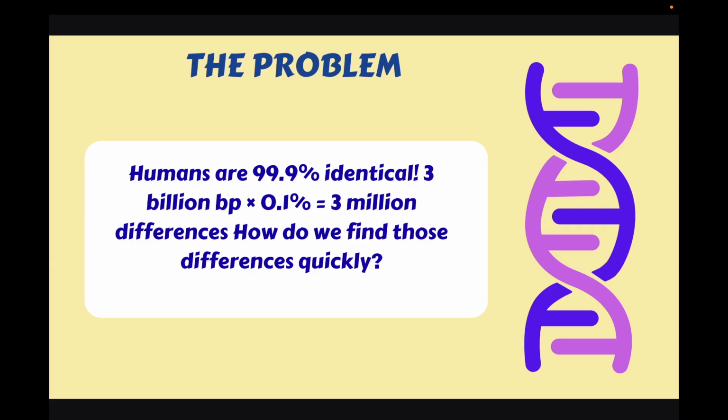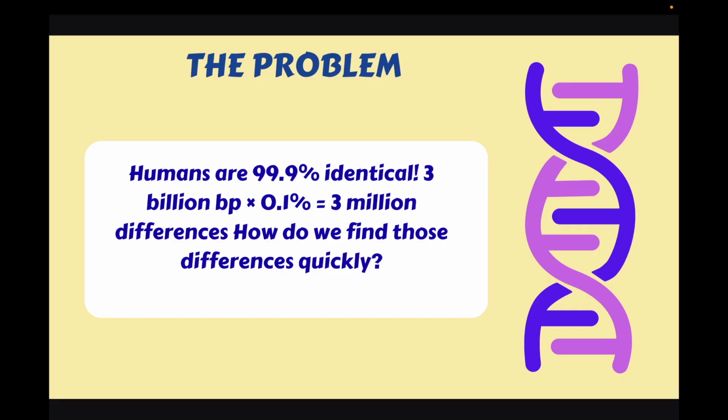Humans are 99.9% identical, but that small 0.1% difference is actually huge when you consider the scale of our DNA. Since the human genome contains 3 billion base pairs, 0.1% of that number equals 3 million base pairs that vary between any two people. These 3 million differences are what make each of us unique.